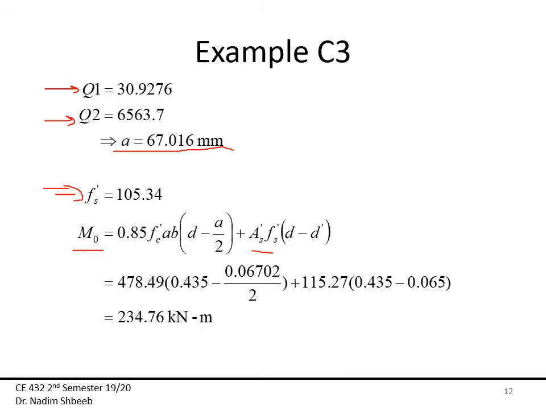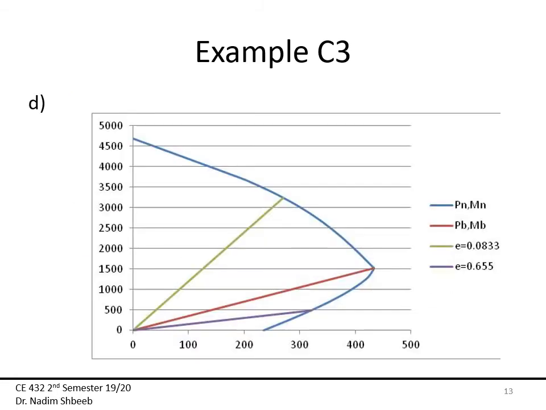Doesn't matter because they're... Anyway, this is now my... no, I take that back. So M0 is equal to this right now. From that, I was able to calculate my M0 to be 234.76 kilonewton. So now I'm ready to actually draw my interaction diagram.